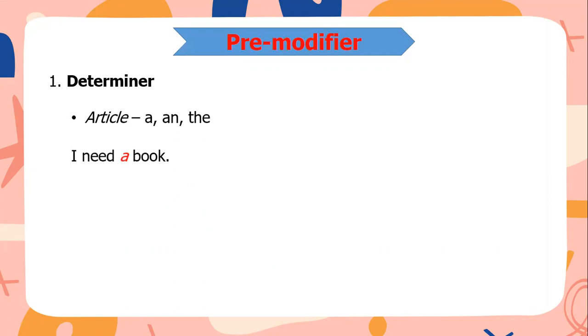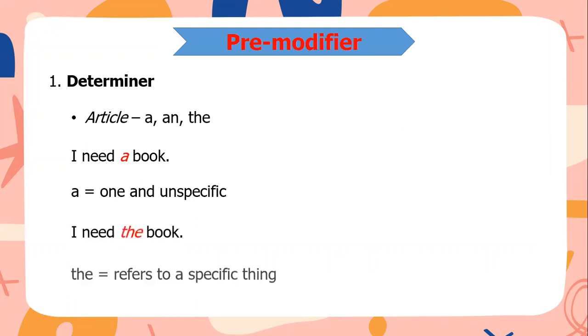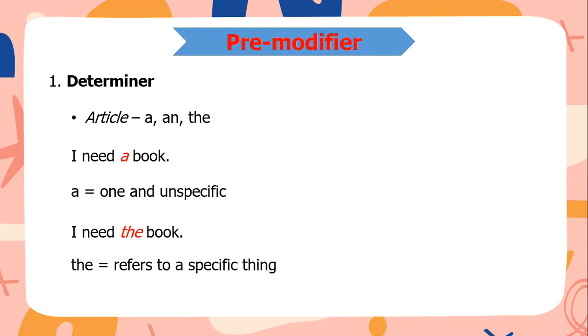I need a book. A is one and unspecified. It is an article, an indefinite article, working as a modifier, also an adjective. Next, I need the book. The refers to a specific thing. The is the modifier here, a definite article, and an adjective.